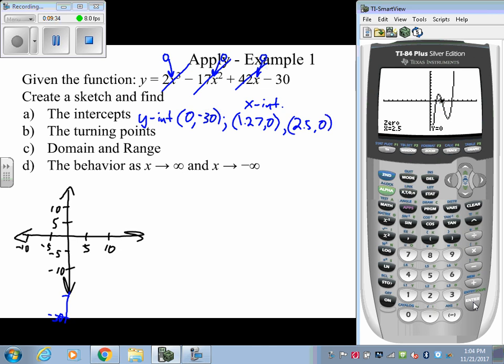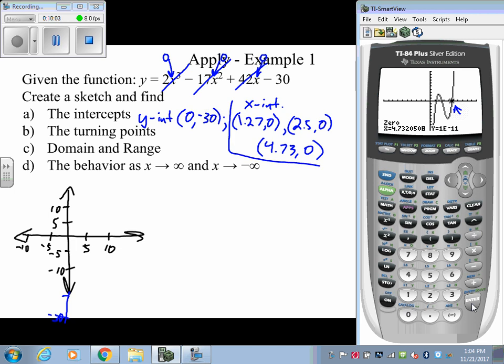This is the one furthest to the right, which would be this x-intercept over there. So I press second trace, 0. A little bit to the left, a little bit to the right, hit enter, and I have 4.73. So the last one, 4.73 comma 0. And these right here are my x-intercepts.